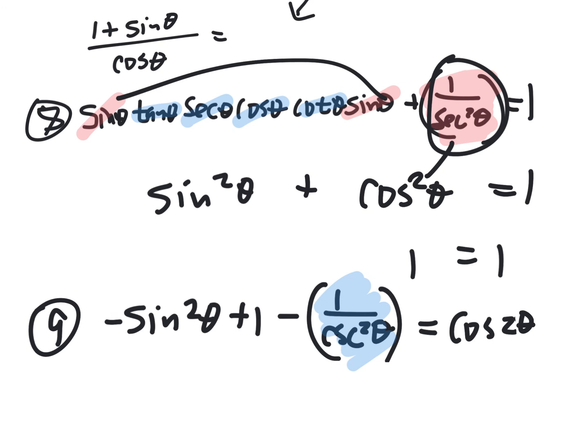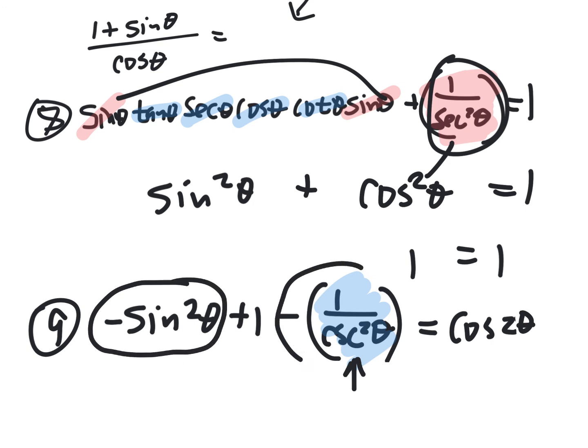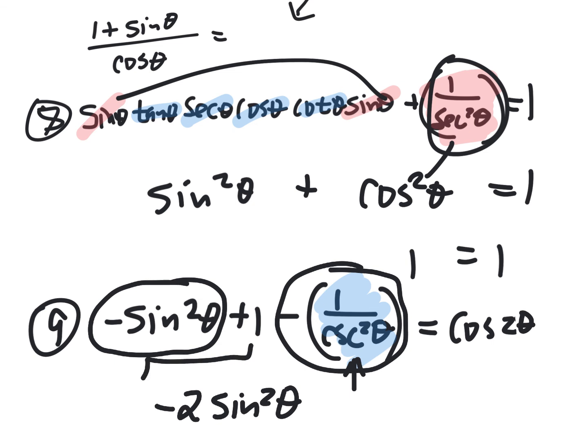Okay. So this one, 1 over cosecant, that's sine squared. And this is another sine squared. But this is negative sine squared, and this is negative sine squared. That makes negative 2 sine squared. And then I have that 1. That 1, I'm going to choose to put it in the front, and it'll be 1 minus 2 sine squared theta.